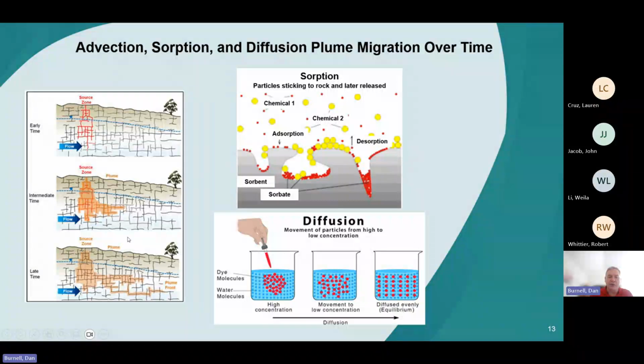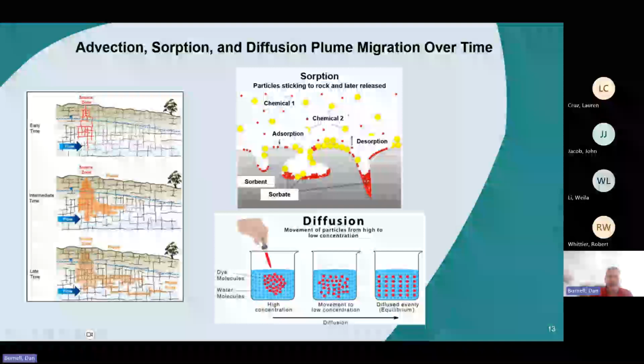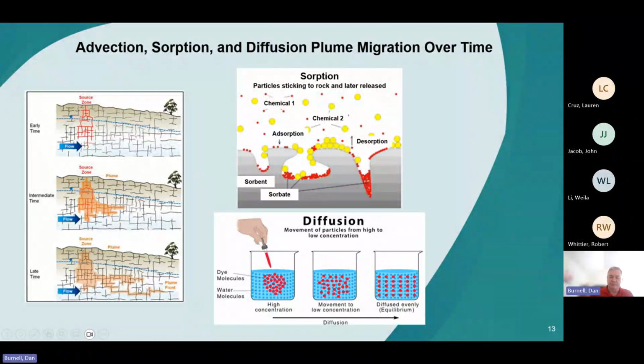And diffusion occurs too as these chemicals move by advection through these connected permeable zones. They will also diffuse out into the less permeable zones.